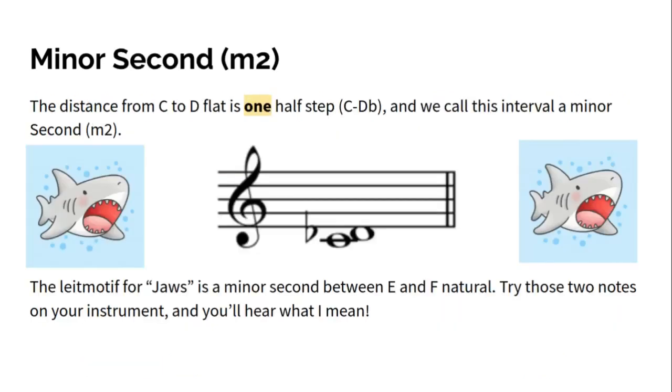All right, so we get to our first interval here, the minor second. The distance from C to D flat is 1 half step, C to D flat, and we call this interval a minor second. Now, this interval was made popular in the John Williams score for Jaws in the shark leitmotif. The leitmotif is played on a double bass, playing a minor second between E and F natural.